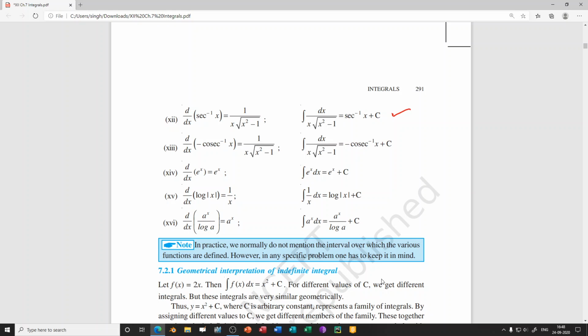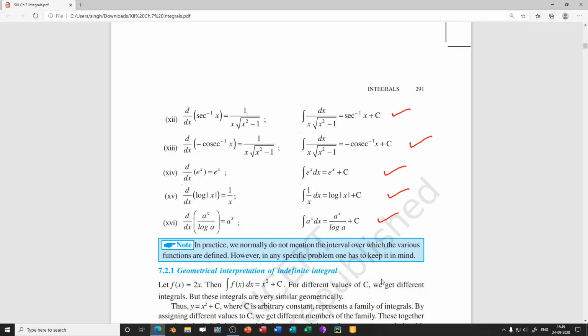Integration of dx over root of x square minus 1 equals minus cosec inverse x plus c. Integration of e raised to x is e raised to x plus c. Integration of 1 by x dx is equal to log modulus of x plus c. So whenever we are writing the integration of 1 by x dx, it is a must to keep the x in mod, because we are getting log mod of x plus c. So keep that x in mod.